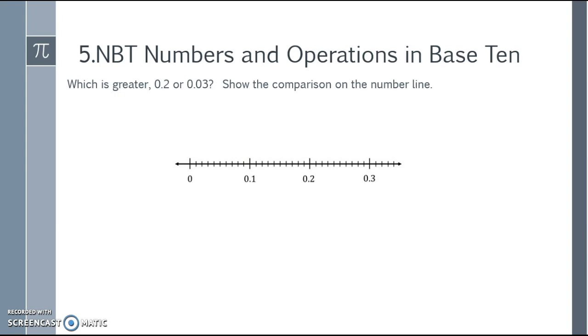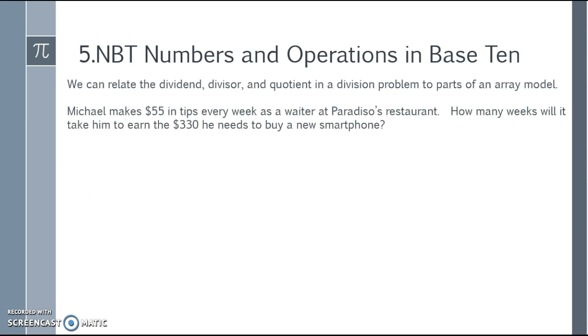Which is greater, 2 tenths or 3 hundredths? I can point my arrow at exactly where 2 tenths is, and 3 hundredths is much smaller. So therefore, 2 tenths is greater than 3 hundredths.